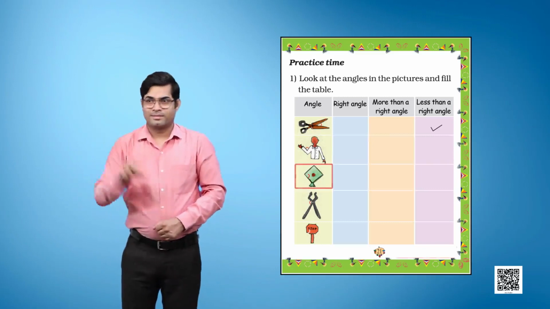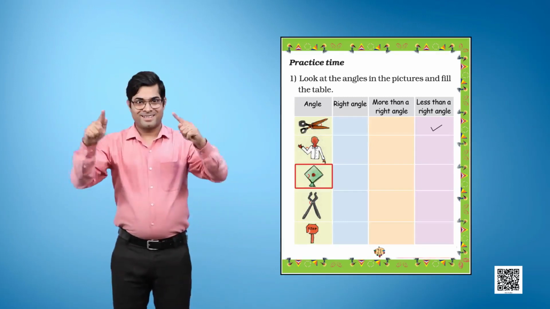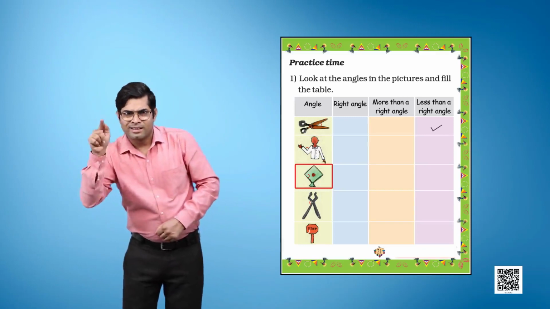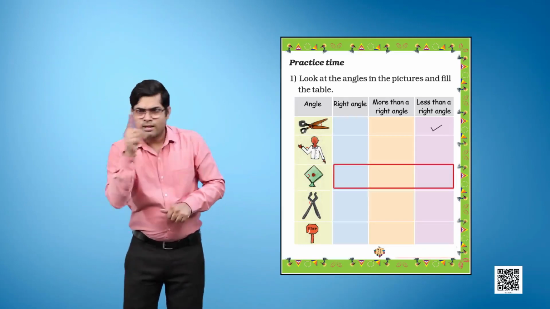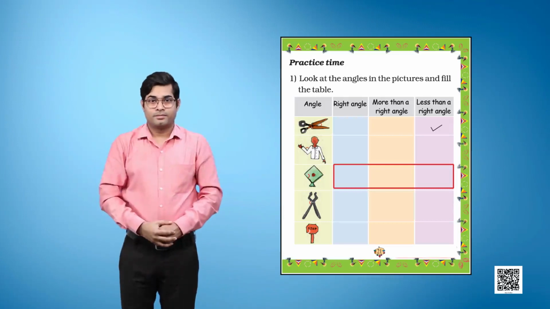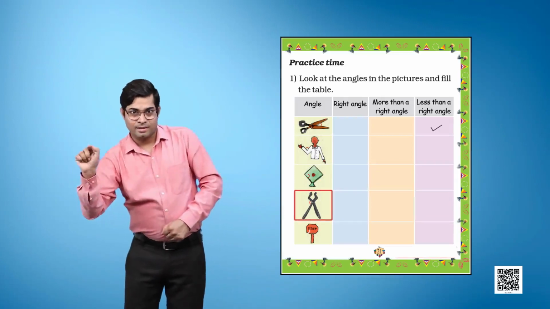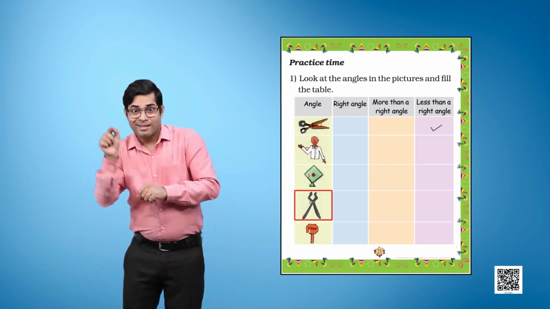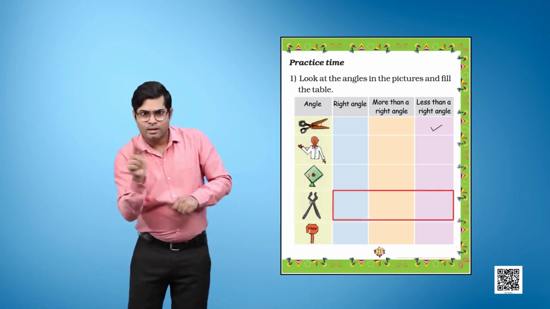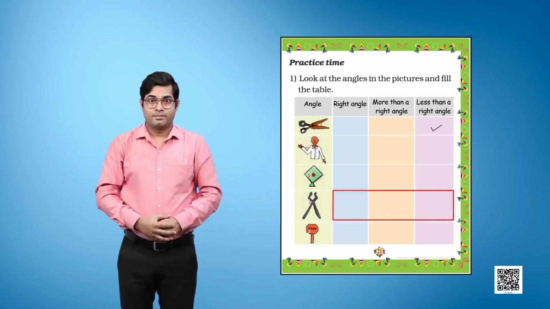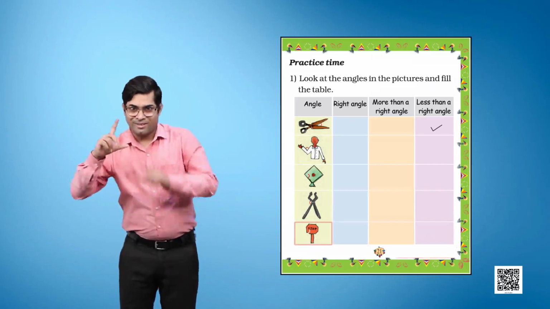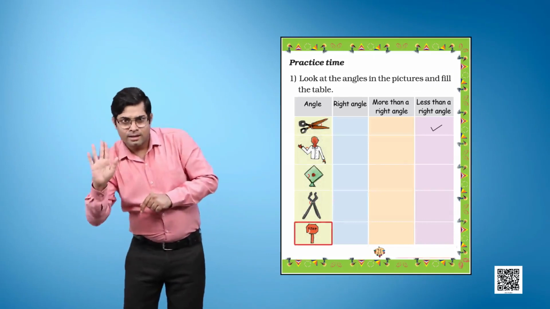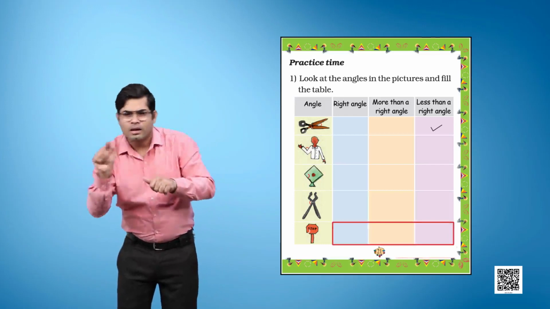Row 3, column 1 has the picture of a kite. The left angle is marked there. Observe it carefully and give your answer correctly. Row 4, column 1 has the picture of a plier with the angle marked. Observe the picture and give the correct answer. Row 5, column 1 has a stop sign picture with one angle clearly marked. Observe it and give your tick mark in the corresponding box.